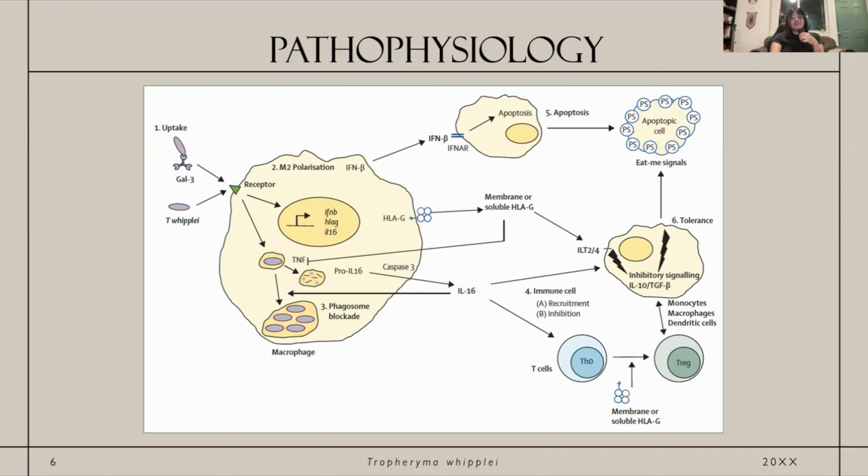Interleukin-16 also induces the recruitment and differentiation of CD4 expressing cells into tolerogenic cells. Interferon beta induces macrophage apoptosis. Expression of eat me signals promote the phagocytosis of apoptotic cells and contributes to the local immunotolerance. Tolerance is further strengthened by membrane or soluble HLA-G, which regulates expression of TNF, the tumor necrosis factor, which inhibits immune cell activation after engagement of ILT2 or ILT4 and favors the generation of regulatory T cells.